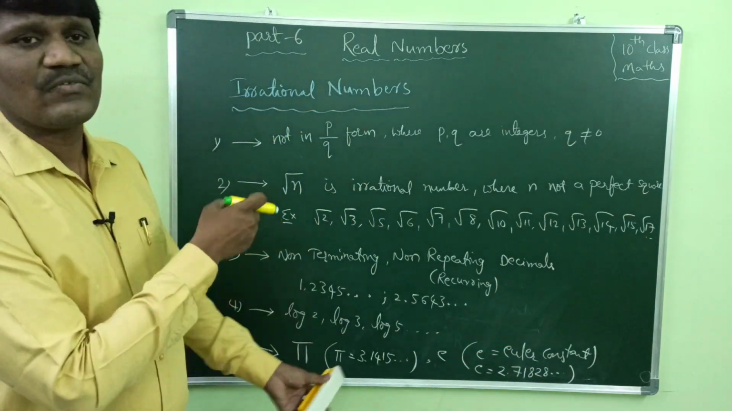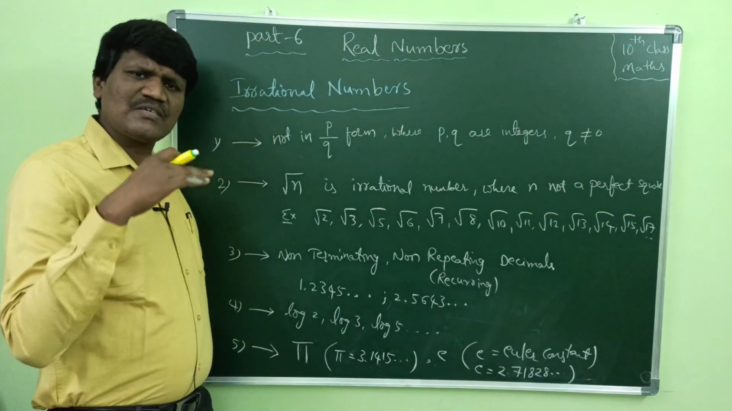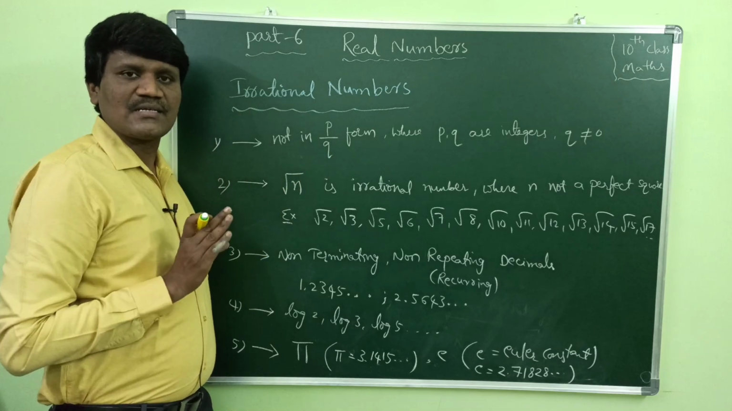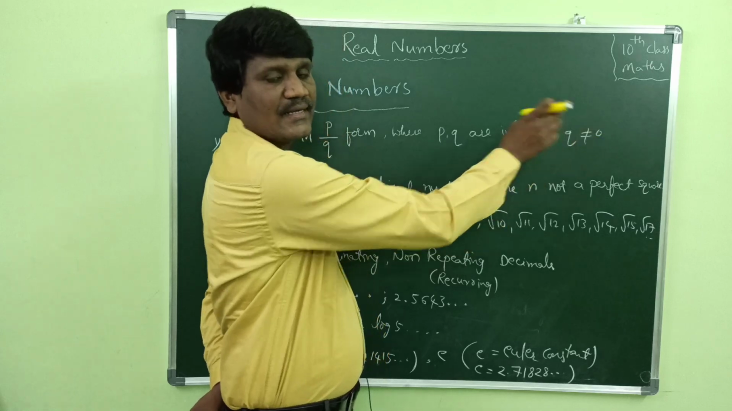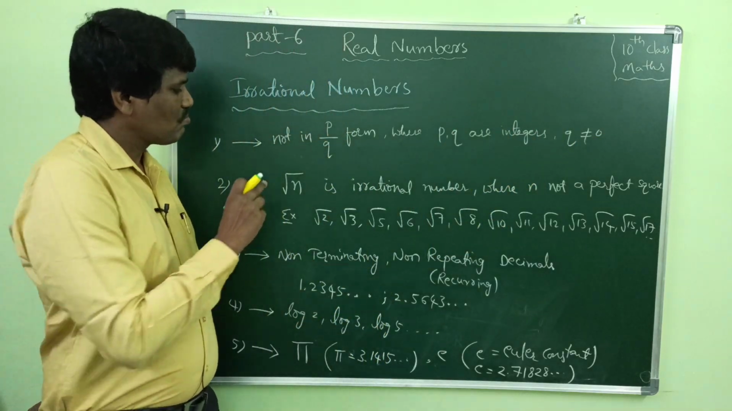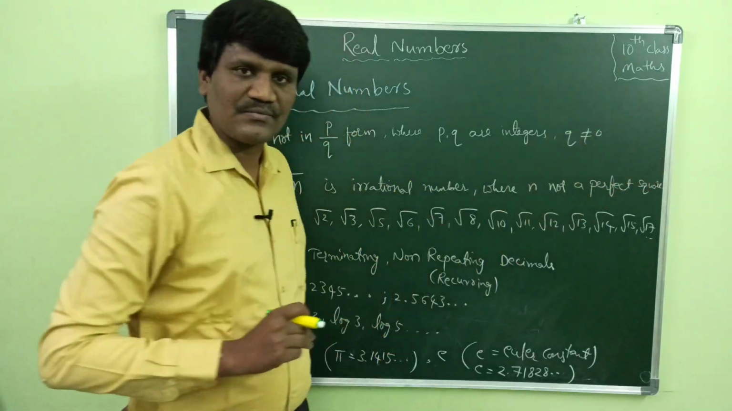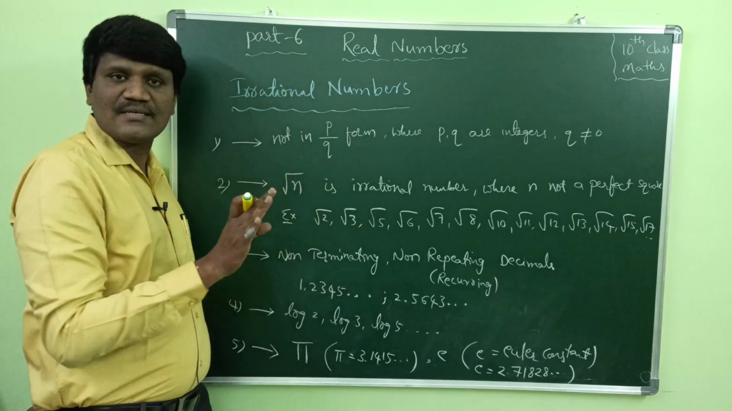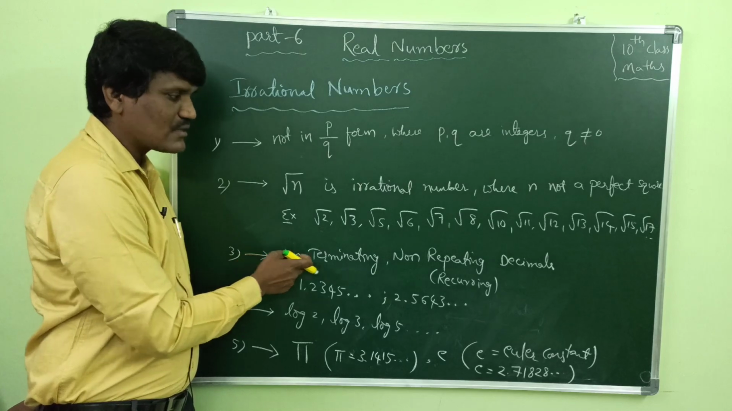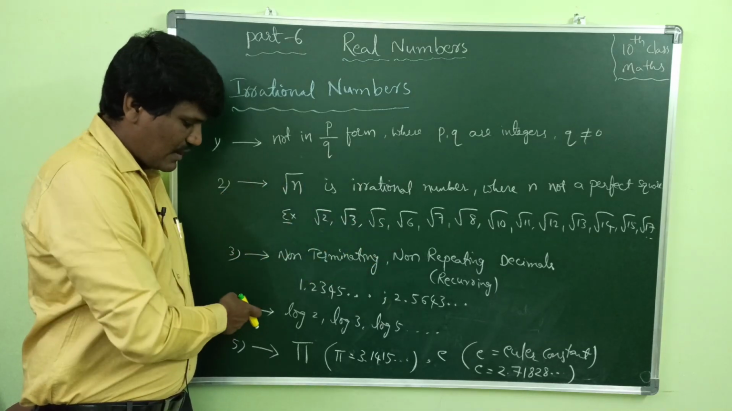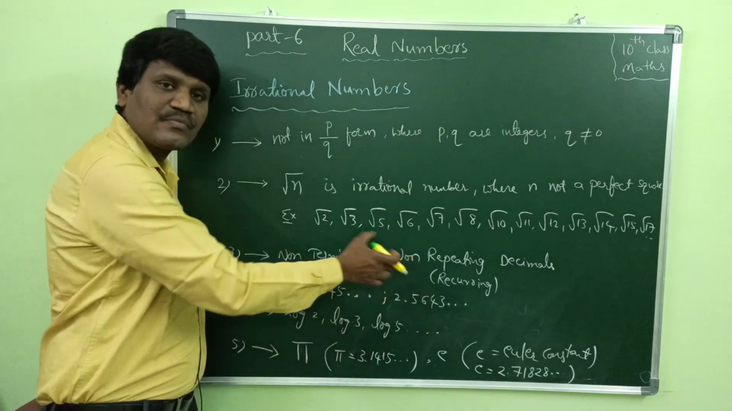So this is a representation of irrational numbers. There are 5 ways we can represent an irrational number. The first one is, a number which is not in p by q is called an irrational number, where p, q are integers and q is not 0. Next, root n is an irrational number where n is not a perfect square, example root 2, root 3. The third one is non-terminating non-repeating decimals. And the fourth one is log 2, log 3, log 5 up to so on. These are also called irrational numbers.